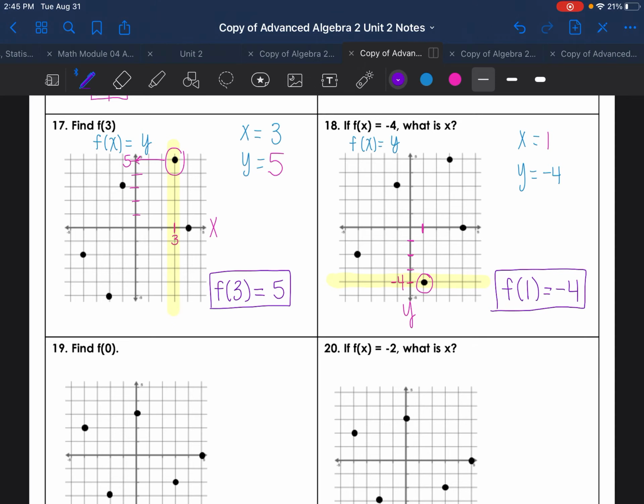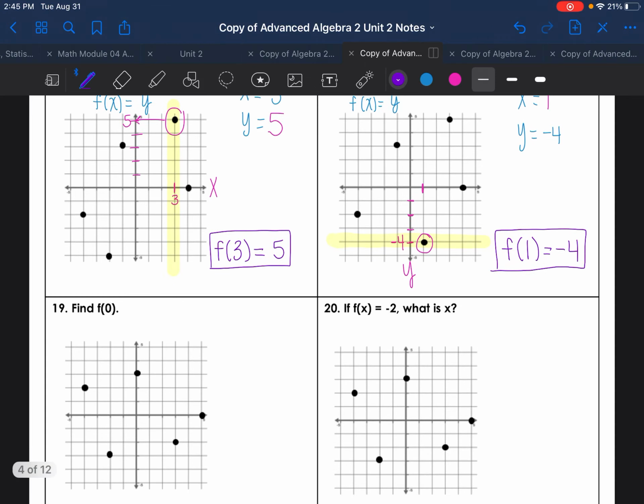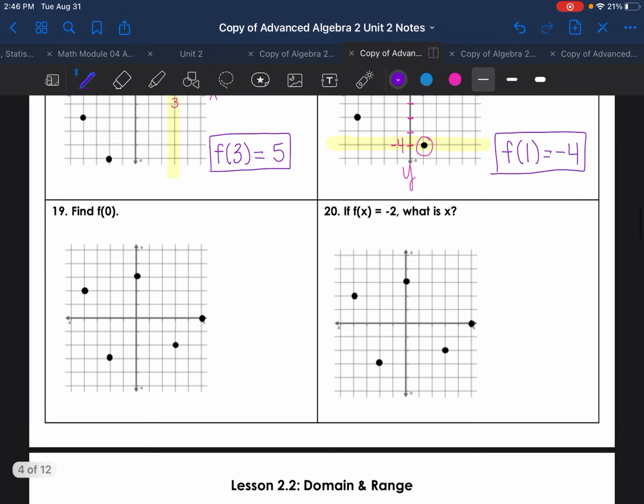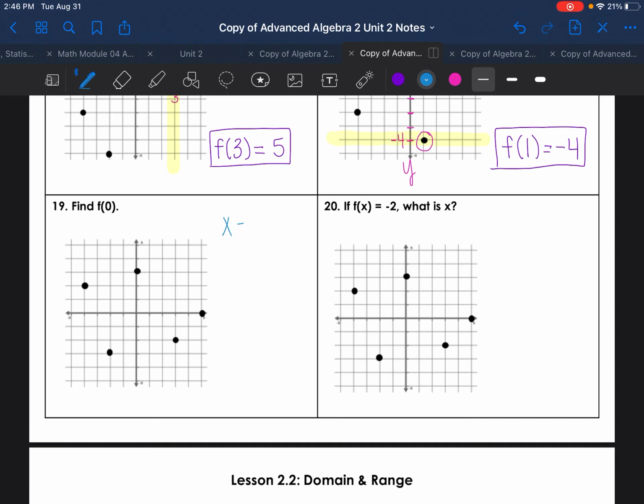If you feel confident and that you know how to answer these, go ahead and try 19 and 20. I'm going to work through those. So number 19, that 0 is the x value. It's in the parentheses. It's the x. So what is the y? Well, at x equals 0, that's this point right here. The y is 3. So f of 0 equals 3.